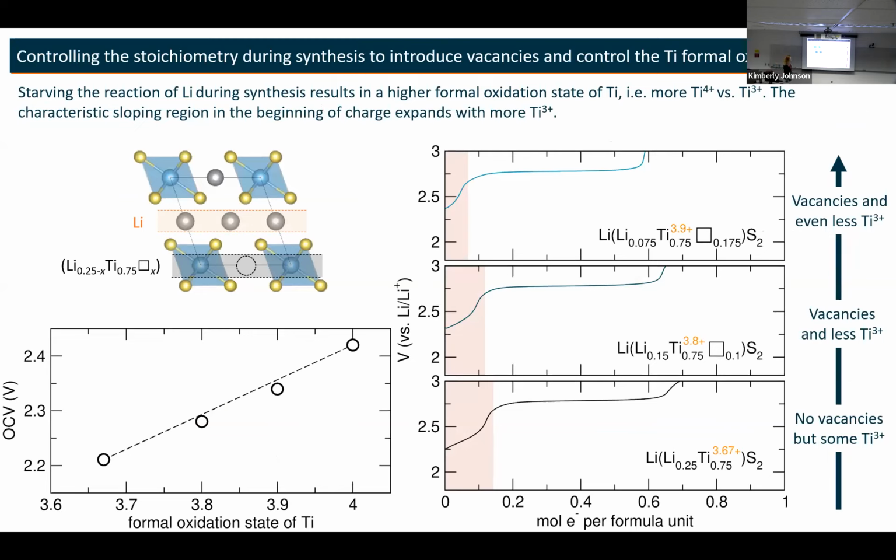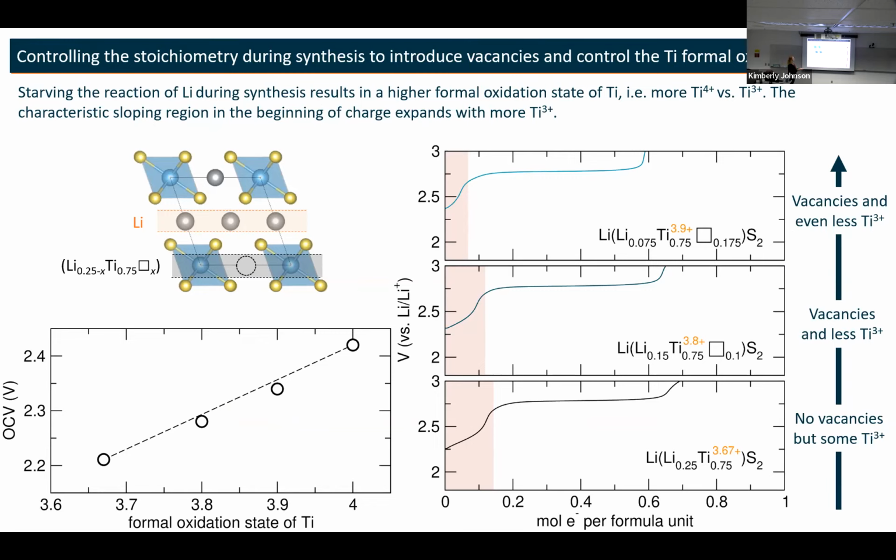So here's our fully packed cationic sublattice, but now I've only replaced 1/4 of the titanium with lithium. So it's not titanium 4, it's a little bit lower oxidation state. So we can actually do oxidation of titanium, and we see that that region grows in the electrochemistry. If we take out a little bit of lithium from this phase, then we introduce vacancies, but the titanium oxidation state goes up. And so we see the contribution from this initial region go down. So that's good evidence that that's what that is from.